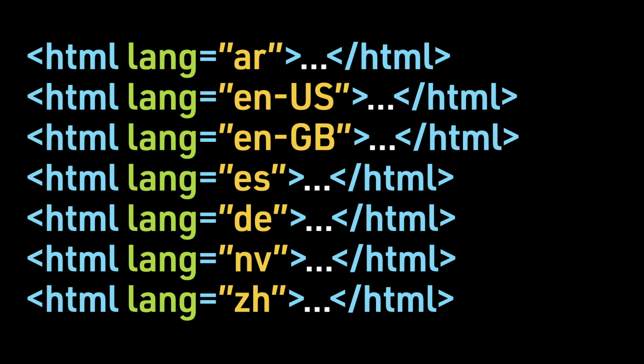HTML lang equals DE, in quotation marks, HTML closing tag. HTML opening tag, lang equals NV, in quotation marks, HTML closing tag. HTML opening tag, lang equals ZH, in quotation marks, HTML closing tag. So in the first example, we are declaring the language in Arabic, the second in American English, the third in British English, the fourth in Spanish, the fifth in German, the sixth in Navajo, and the last in Chinese.